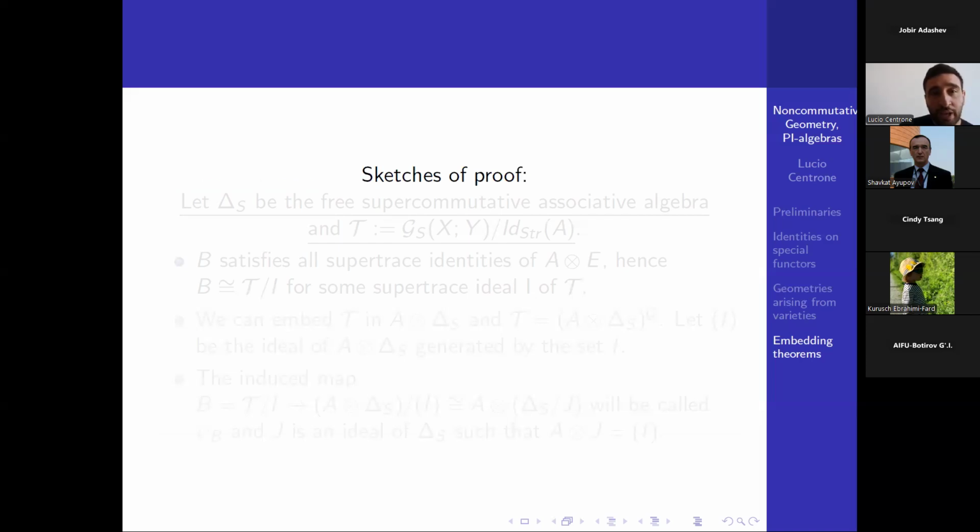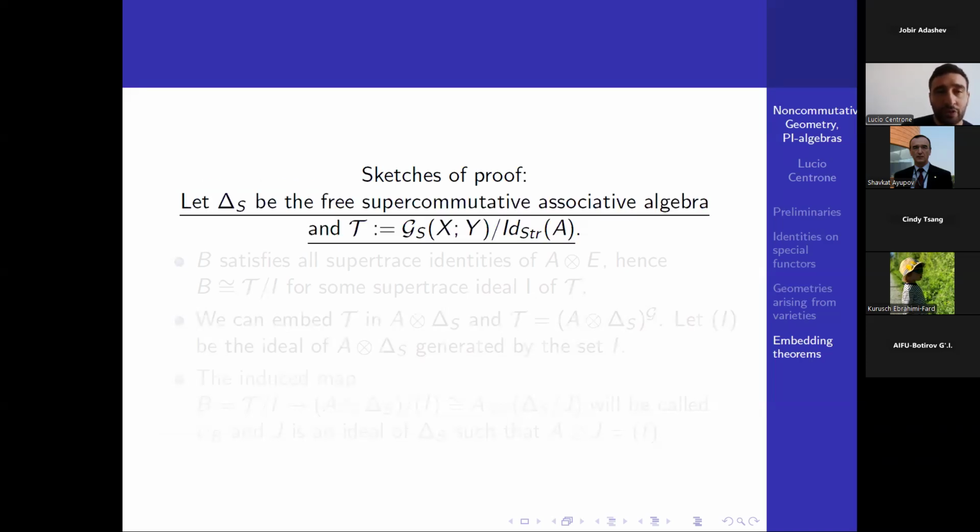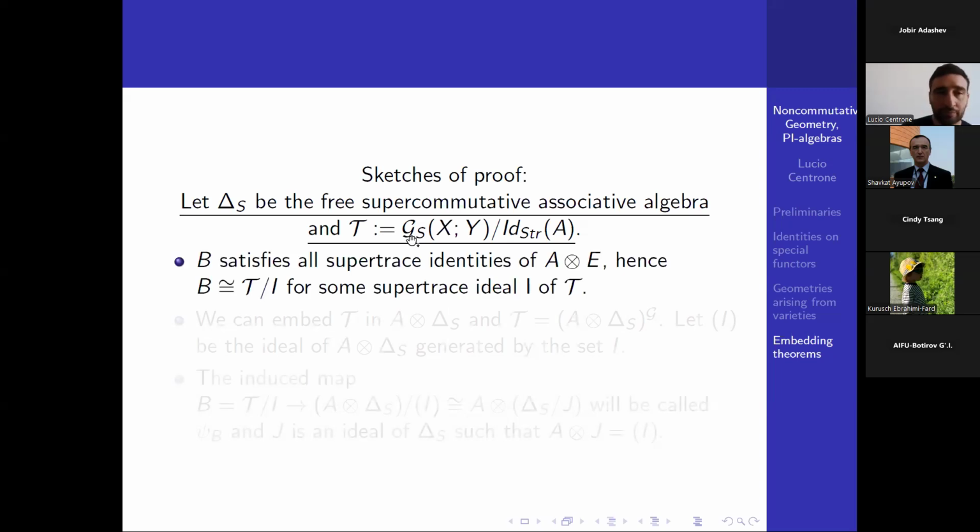We have some sketch of proof also in this case. You consider the free supercommutative associative algebra. Consider, of course, as usual, the relatively free algebra. We have that the algebra B satisfies all the supertrace identities of this algebra, and so it is isomorphic to T over E for some supertrace ideal of T.